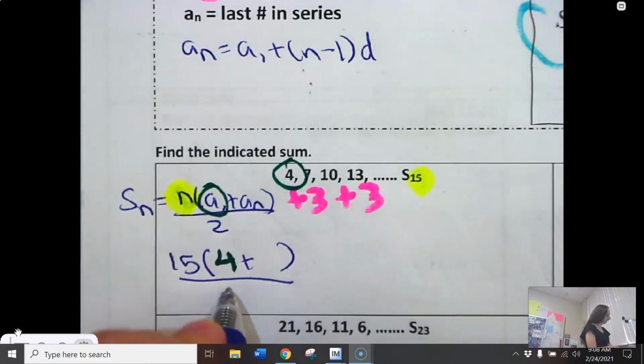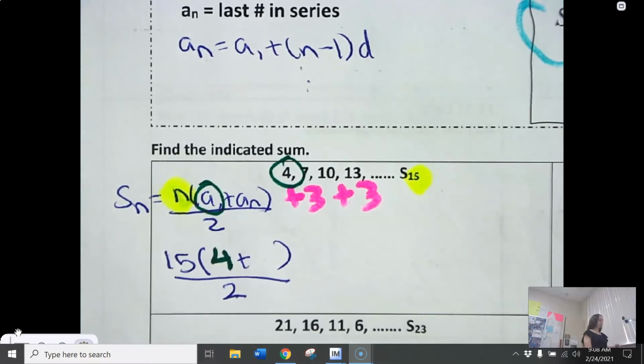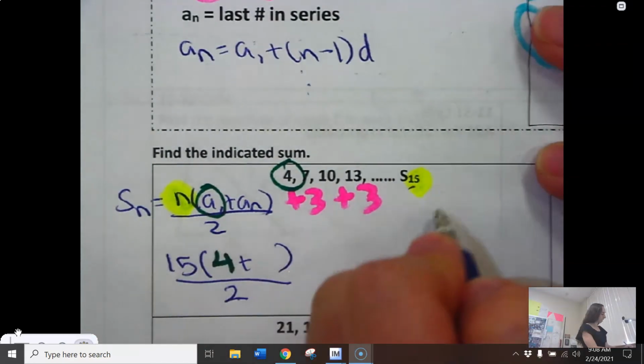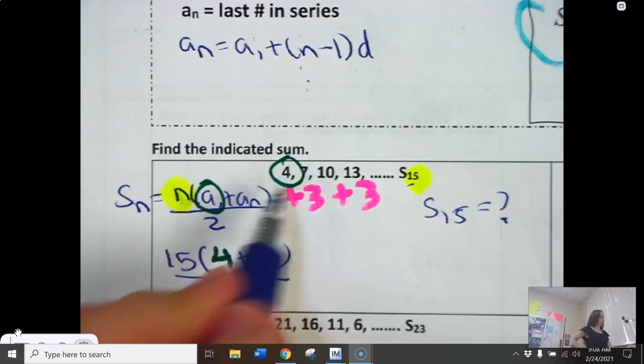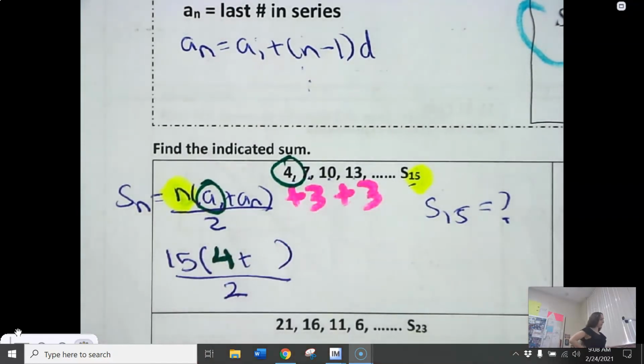And I'm going to talk about that a sub n in a second, okay? The a sub n represents the last number in the series. What is that 15th number? We don't know what the 15th number is. We know the first number, the second number, the third, and the fourth. But how are we going to get the 15th?